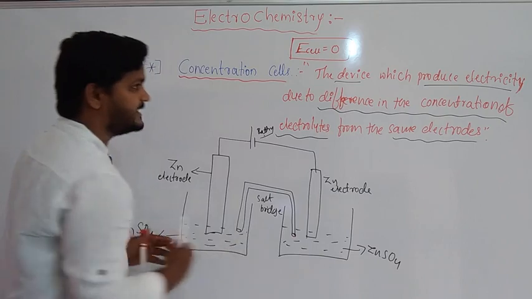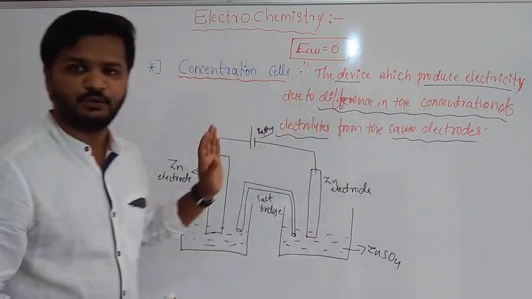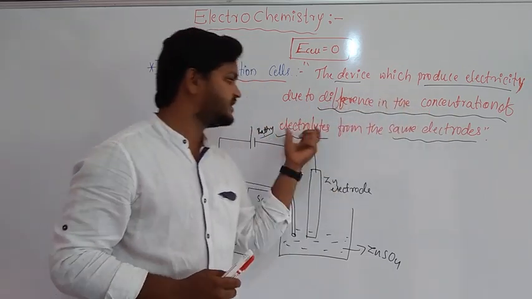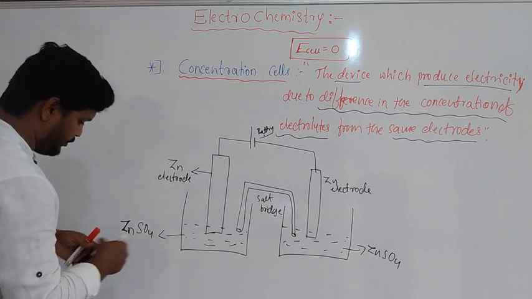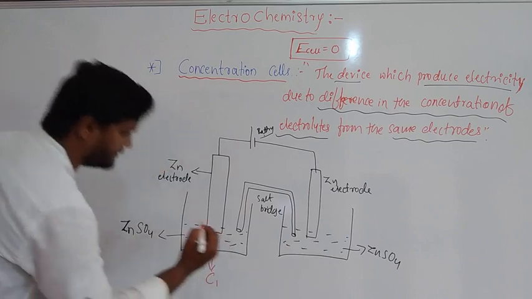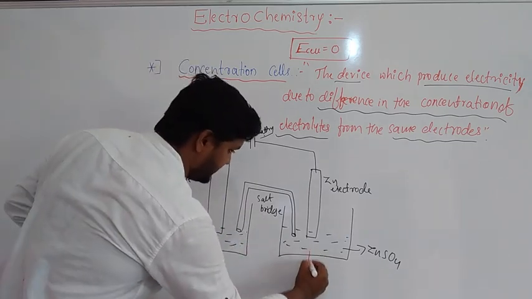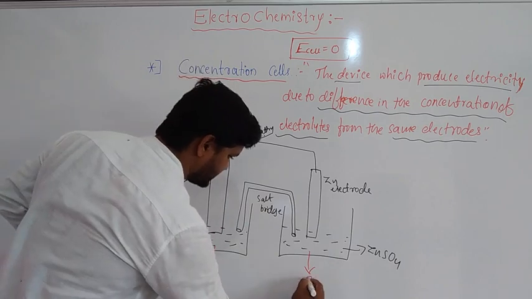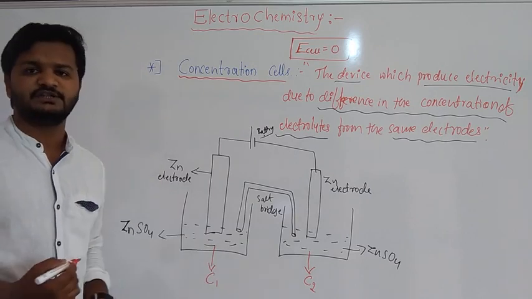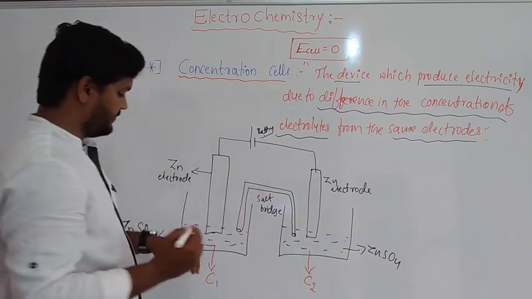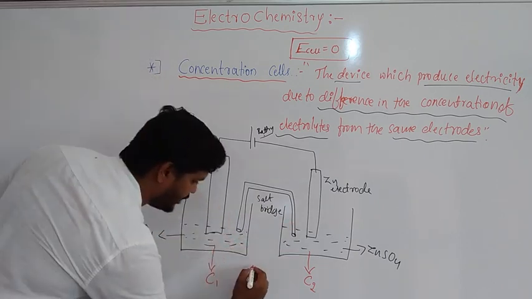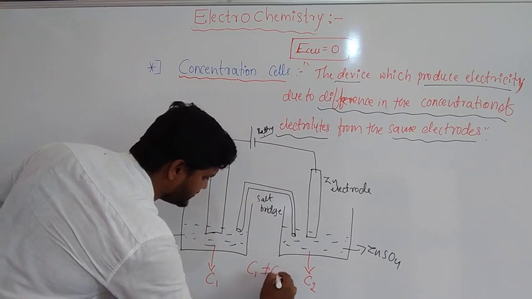This is a device in which electricity is produced. How is electricity produced? Due to difference in the concentration of the electrolyte. Here I am going to take ZnSO4 with concentration C1, and here the concentration of the ZnSO4 solution is C2. But students, the concentration of this solution and the concentration of this solution are different. That is why I write C1 is not equal to C2.